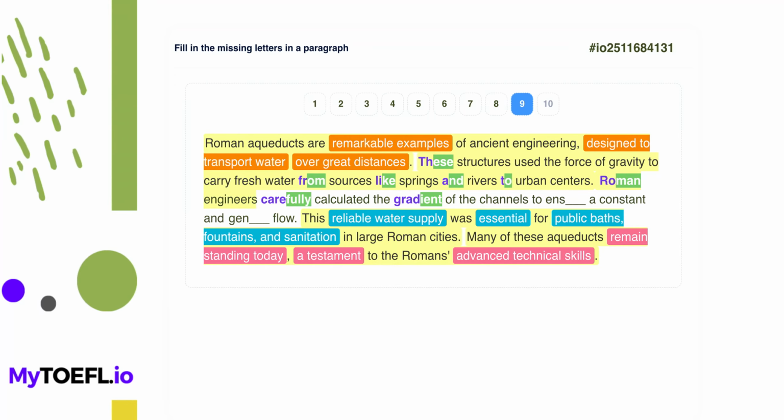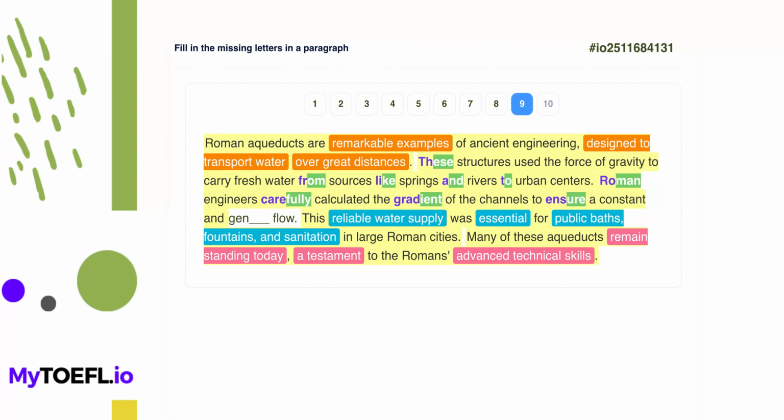Next up is the ninth blank. Roman engineers carefully calculated the gradient of the channels to blank a constant. The question provides the letters E, N, and S and contains three missing spaces. This word follows to and is part of an infinitive verb phrase explaining the purpose of the calculation. They calculated the gradient to make certain or guarantee a specific result. The letters provided start a verb that means to make sure something happens. The correct word is ensure.